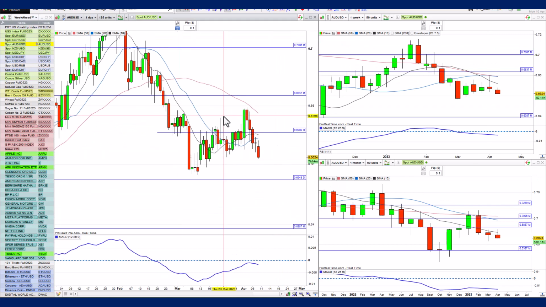Especially here, you can see with the Australian dollar against the US dollar, it's sitting within a bull channel. We've just broken through the bottom of that bull channel, which implies we're going to head lower.